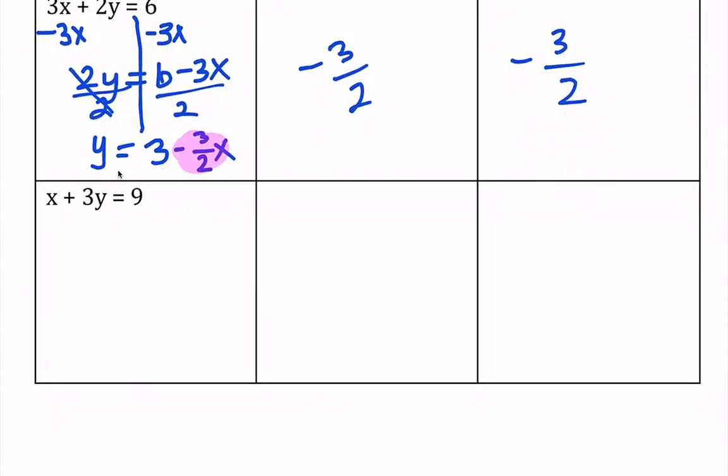All right, let's find slope. So we have to solve for y. I'm going to take away an x from both sides. That's going to leave me with 3y equals 9 minus x. If it makes it any easier on you, put minus 1x. So 9 minus x is the same thing as saying 9 minus 1x. To get rid of that 3, I'm going to divide both sides by 3.